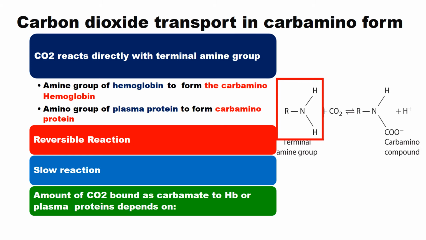And the amount of carbon dioxide that is bound as carbamate to hemoglobin or plasma protein depends upon two factors. One is the oxygen saturation. The greater the oxygen saturation, the lesser will be the amount of carbon dioxide bound, and it also depends upon the hydrogen ion concentration.